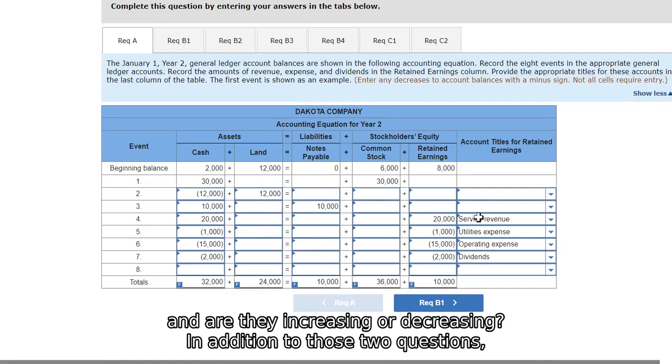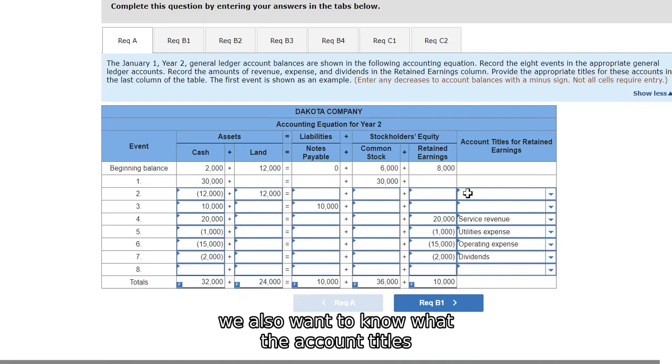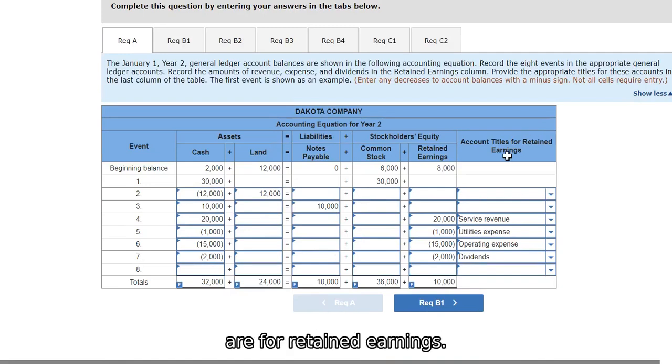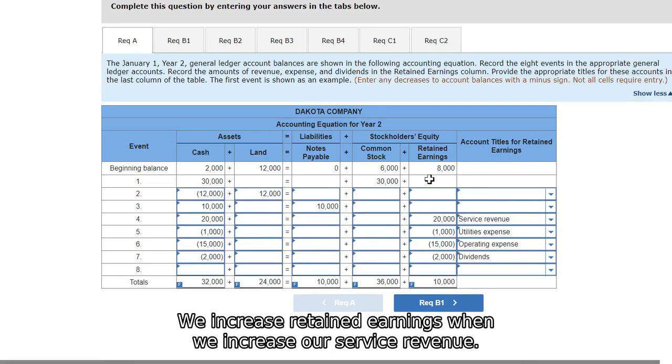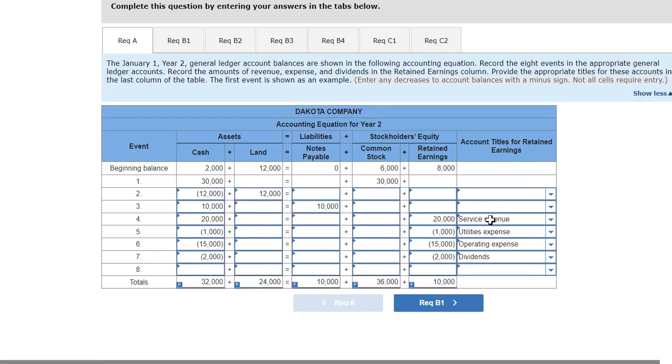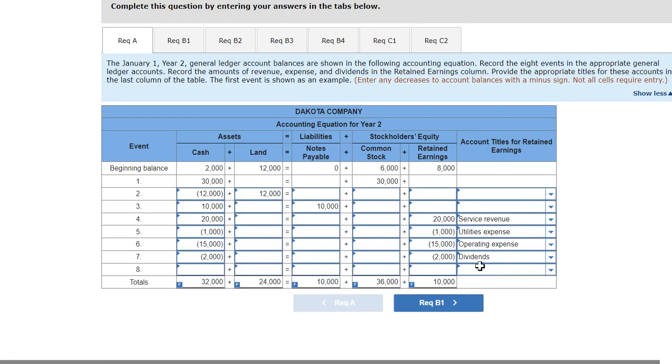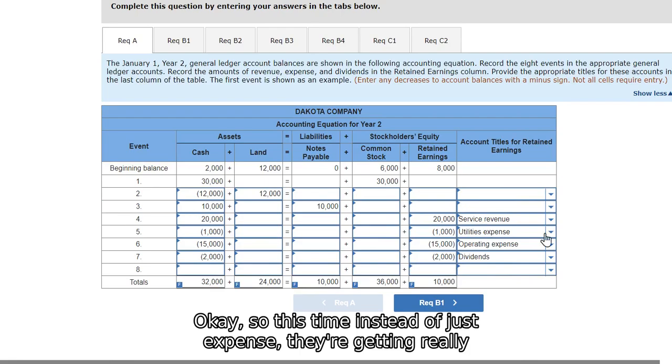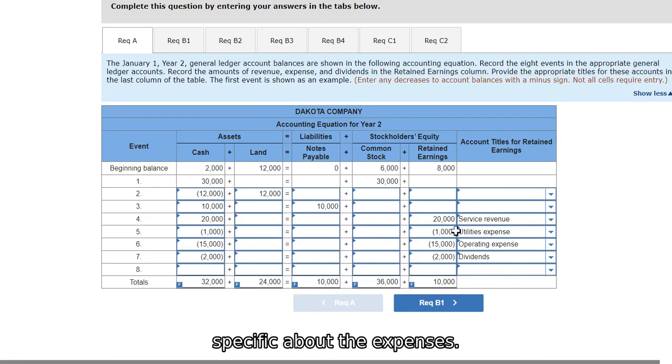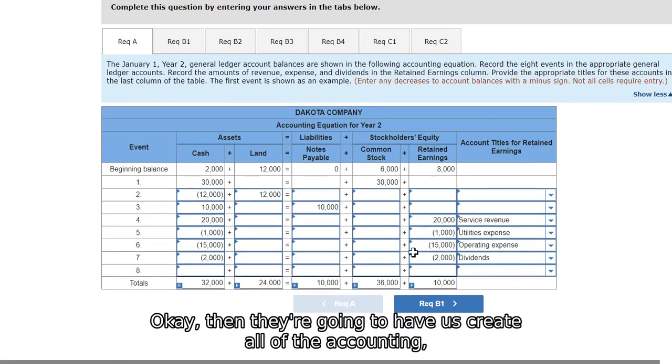In addition to those 2 questions, we also want to know what the account titles are for retained earnings. We increase retained earnings when we increase our service revenue. We decrease retained earnings when we increase an expense. Okay, so this time, instead of just expense, they're getting really specific about the expenses.